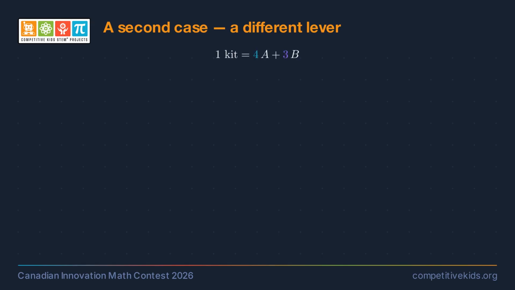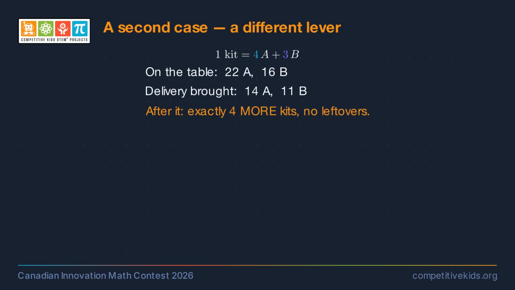One kit needs 4 of item A and 3 of item B. On the table, there are 22A and 16B. A delivery brings 14 more A and 11 more B. After it, the volunteers pack exactly 4 more kits, with nothing left over. The question is, before the delivery, what is the greatest number of complete kits?